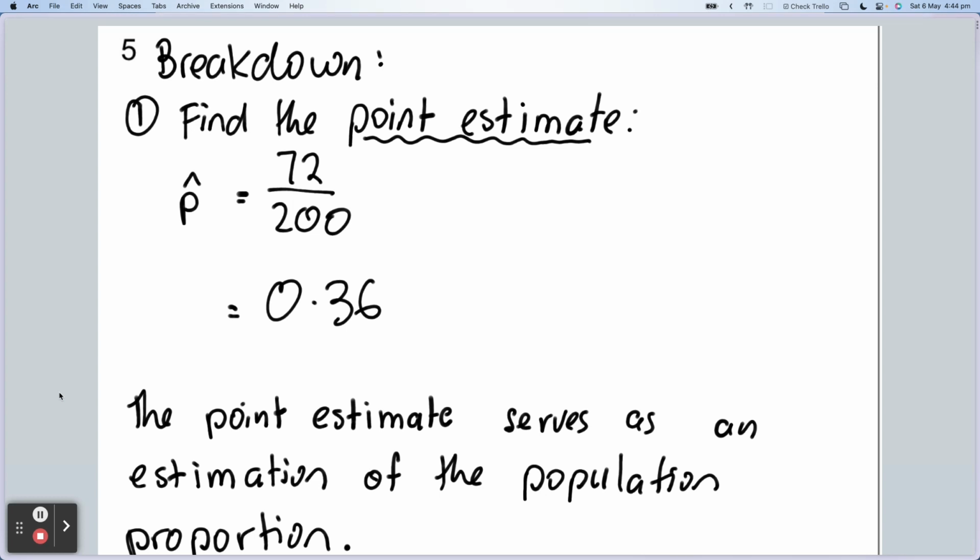Now here's the key thing to take down. You might want to pause the video and write this into your theory books. The point estimate serves as an estimation of the population proportion. That's all point estimate means. We don't have the population proportion. All we have in front of us is the sample we took. And so we say, well, our sample proportion was 0.36, so we're going to estimate that that's the population proportion as well.